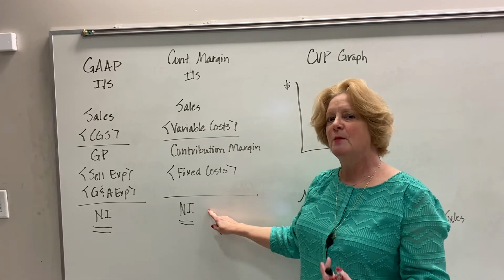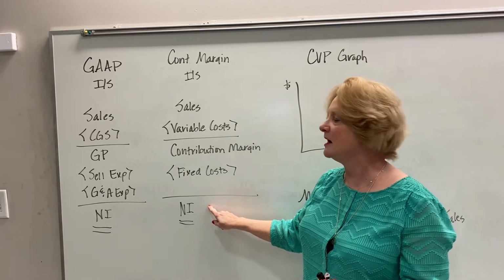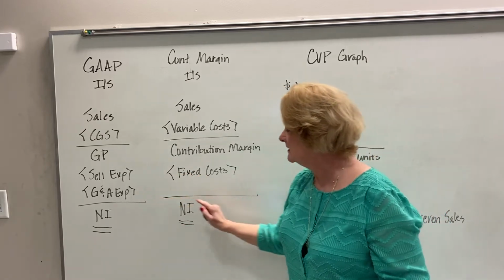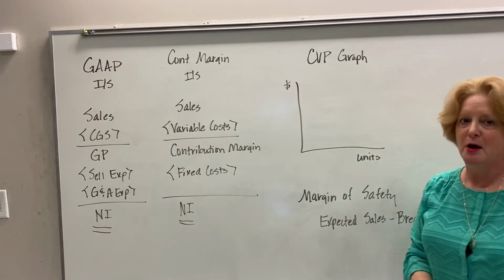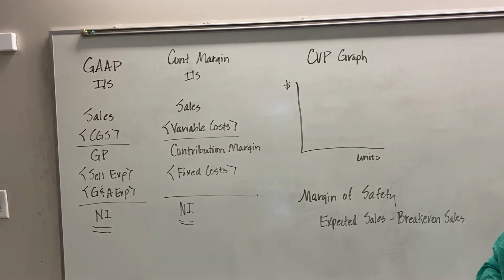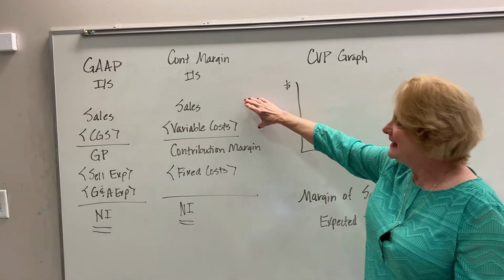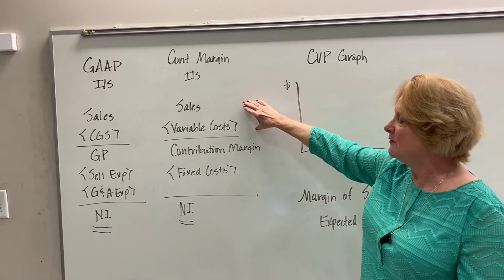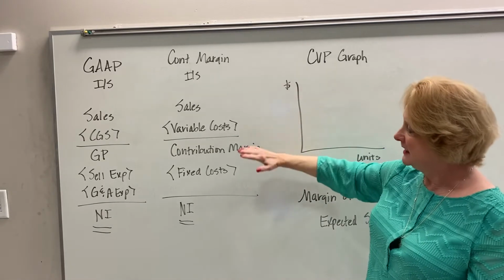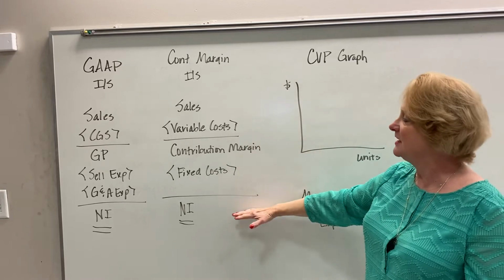As long as we are making and selling the same amount of product, we will get the same net income under both methods. It's another way of looking at it and determining, from making my product and from my volume of product, how much am I making to cover my fixed cost and generate net income.